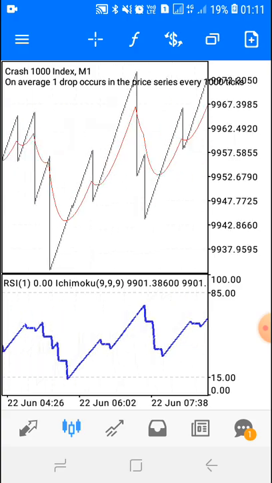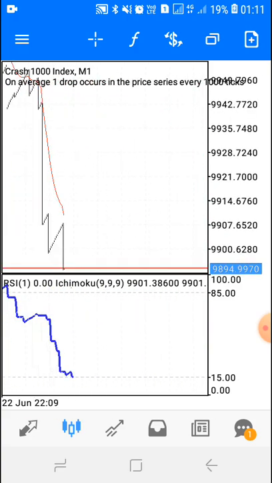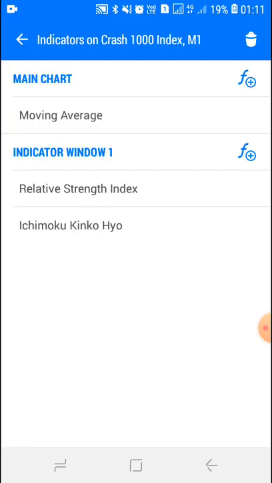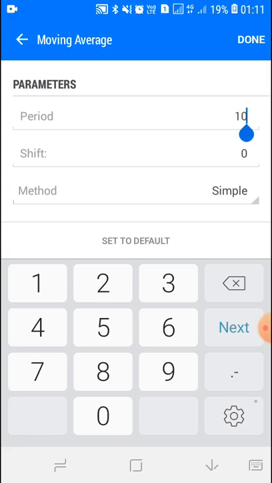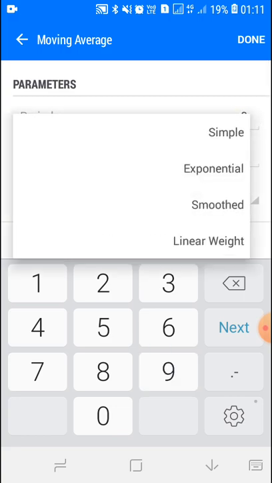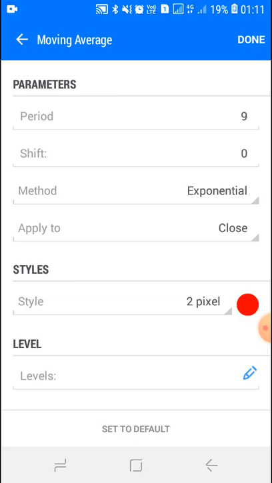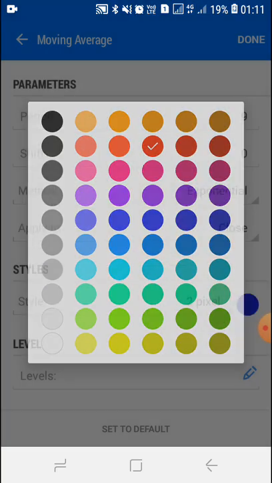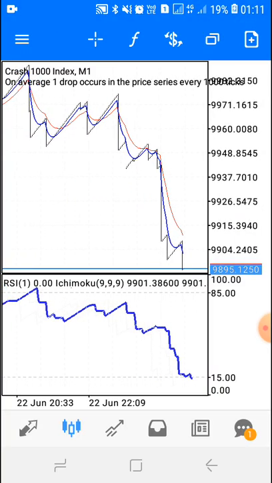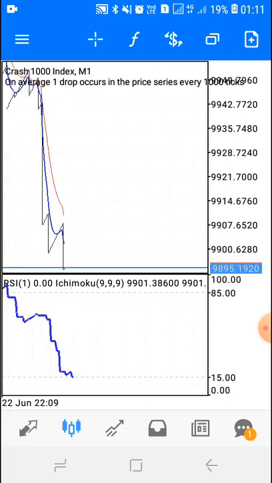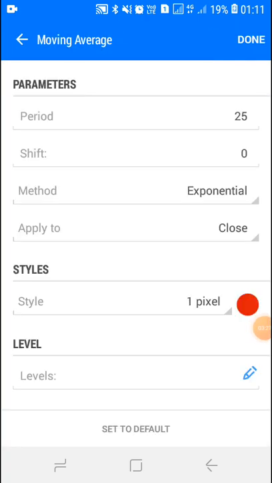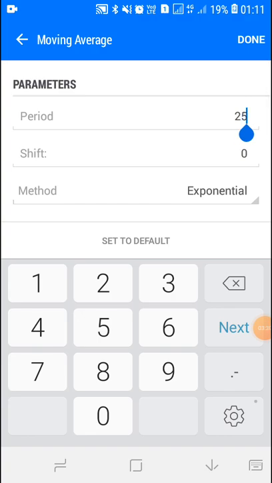Okay, so the next indicator is also going to be a moving average, and let's set it as the default. So your period should be 9, method exponential, and let's make this blue. So how do we use this strategy? To use this strategy is actually very easy, but before I show you all, I just need to change some settings. You need to make sure that this is 21.